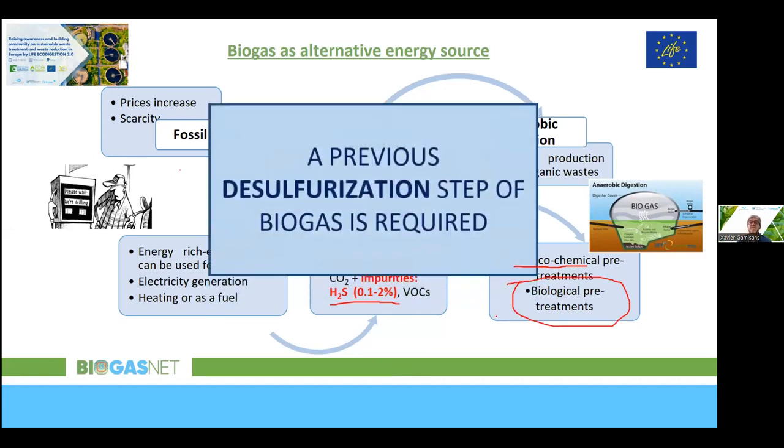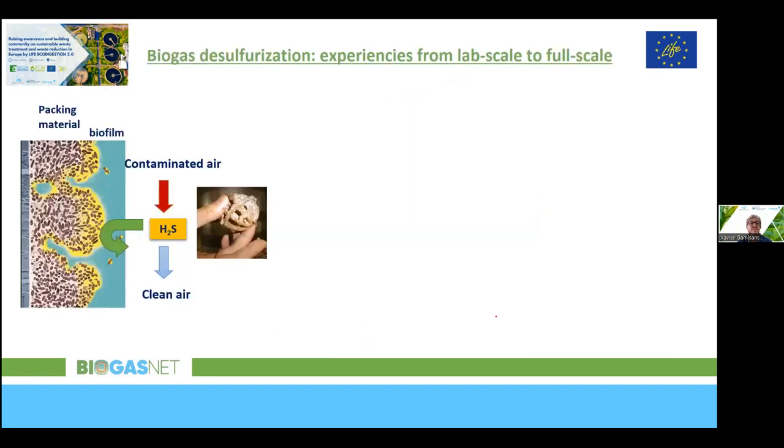So it's obvious that a previous purification step is needed for biogas recovery when you burn this biogas in a CHP unit. This H2S must be removed previously in order to ensure a proper operation of this CHP unit. Our biological systems are based on the presence of a biofilm, where the contaminated biogas with H2S is treated, and the H2S is removed, oxidized to either elemental sulfur or sulfate.